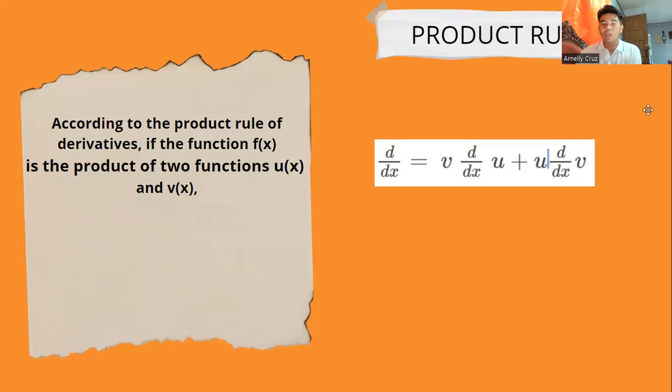Yan. So, our product rule, according to the product rule of derivatives, if the function f of x is the product of two functions, u of x and v of x. So, this is our formula po sa ating product rule: d over dx of f equals v times d over dx of u plus u times d over dx of v.